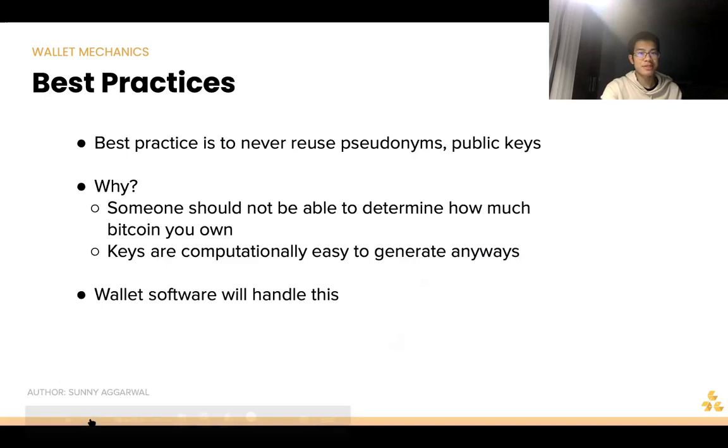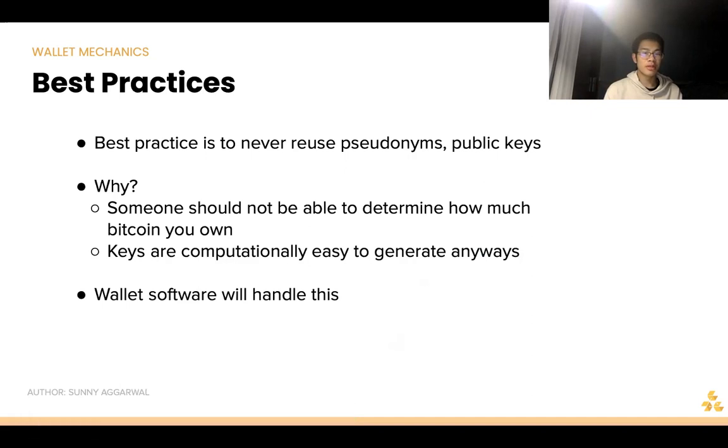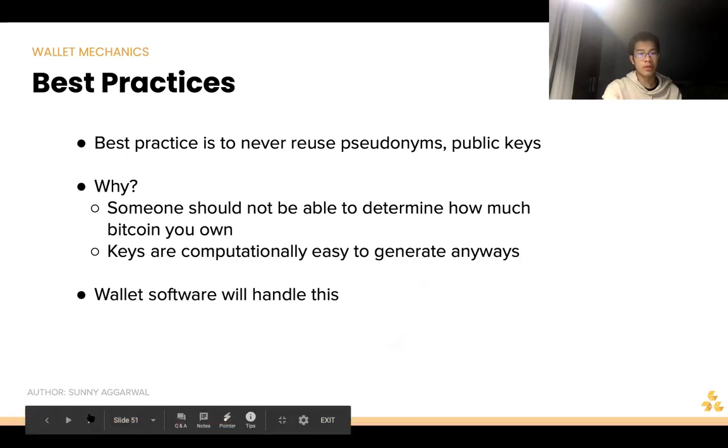Some best practices. Don't be like me with my passwords. Never reuse your public keys, because someone should never be able to determine how much Bitcoin you use. Keys are easy to generate anyway, and wallet software should handle this. So when you have a wallet, you should be able to generate keys.